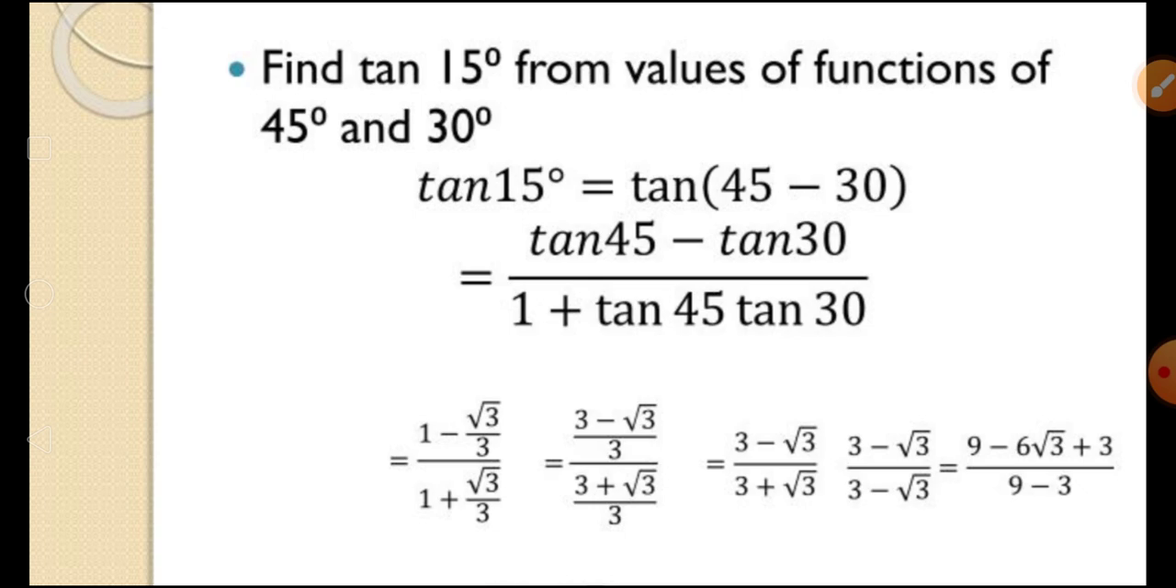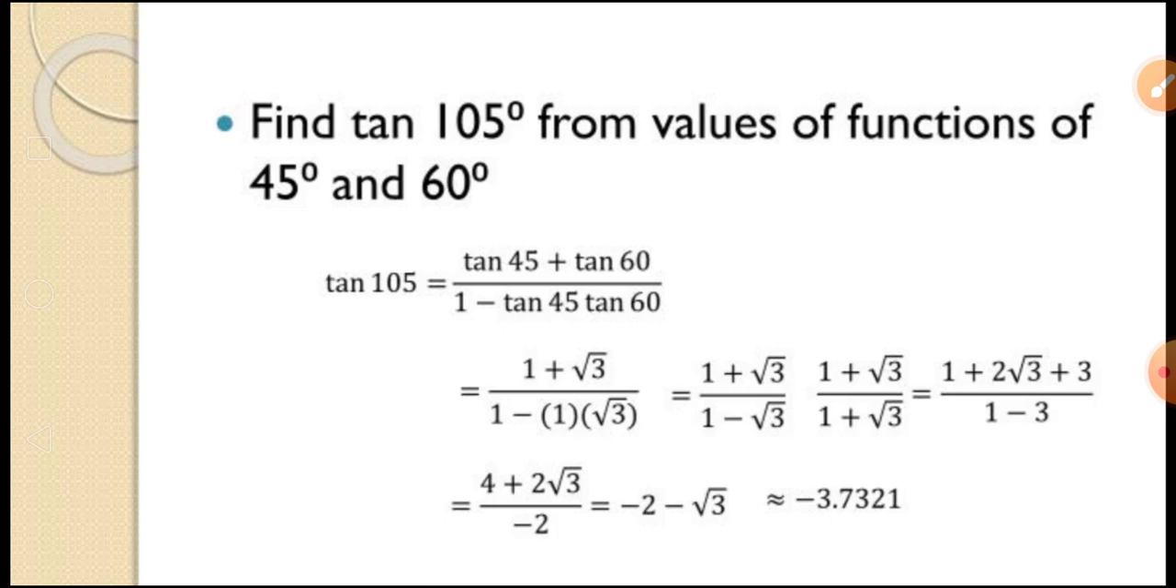In the numerator and denominator we have to multiply by the conjugate. So 3 minus root 3 is the conjugate. So both numerator and denominator you multiply by this. We have 9 minus 6 root 3 plus 3 divided by 9 minus 3. When you simplify this we have 0.262. So tan 15 degrees is equivalent to 0.262.